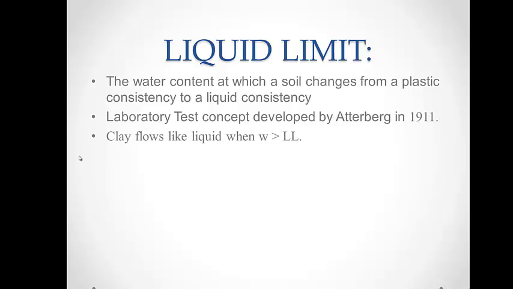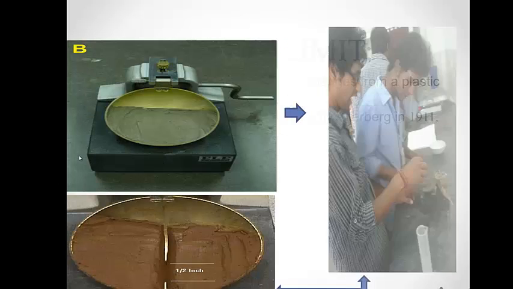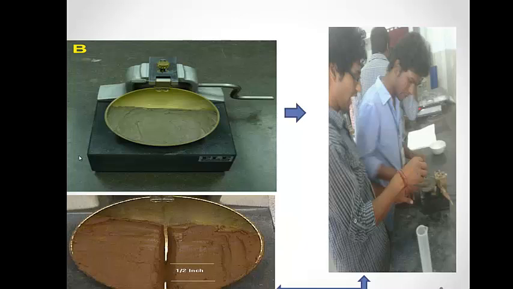Coming to the Atterberg limits, one of the Atterberg limits is the liquid limit. Actually, the liquid limit is the water content at which a soil changes from a plastic consistency to a liquid consistency. For this, we use the Casagrande liquid limit apparatus, and this figure gives you a view of the liquid limit apparatus.